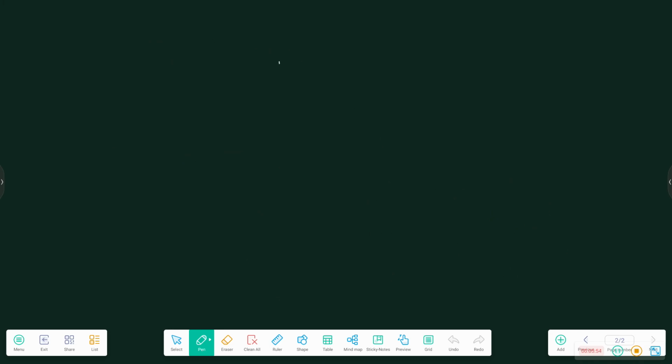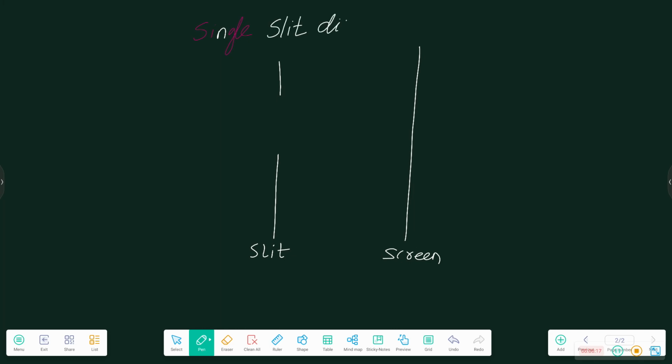Now here we want to keep a slit, actually one hole. Now here you want to keep a screen. This is your slit. Now you are taking one single slit, so this is basically called single slit diffraction. Now the width of this slit you can take as a.